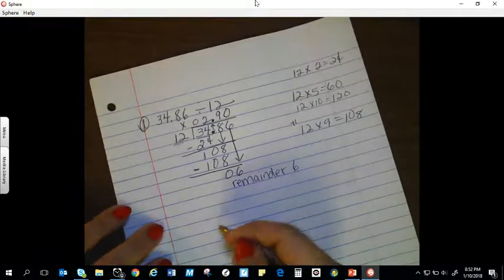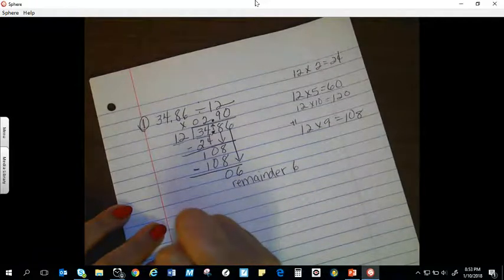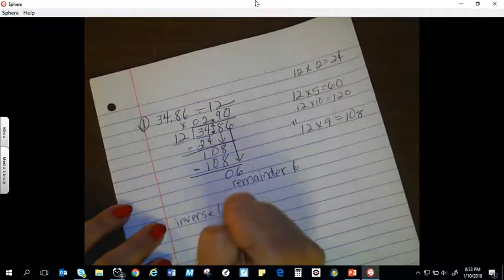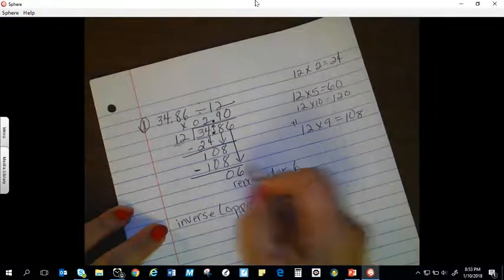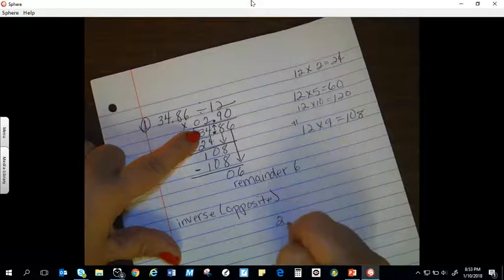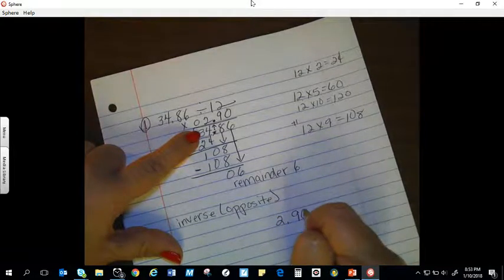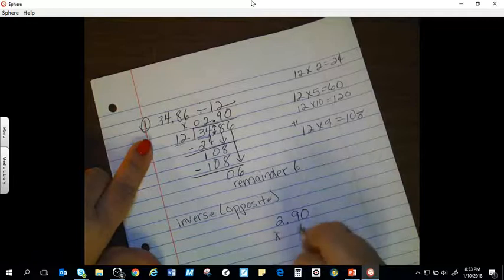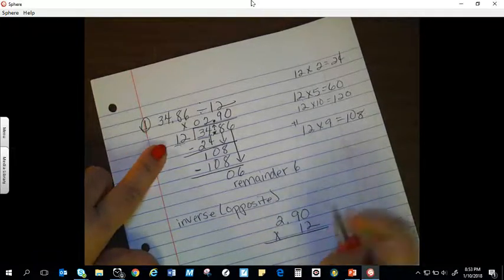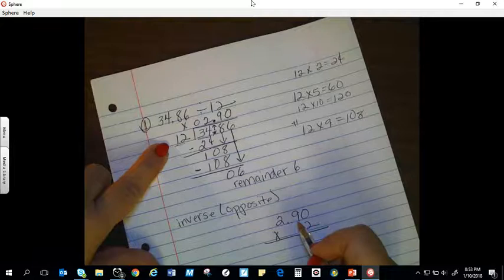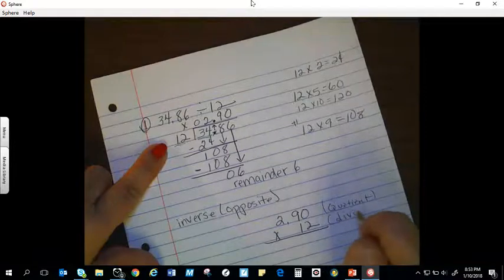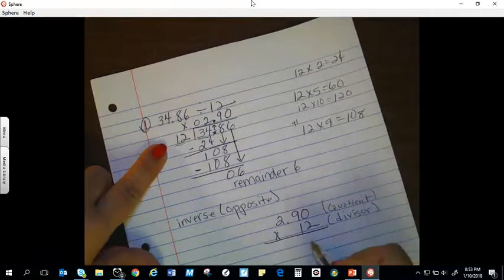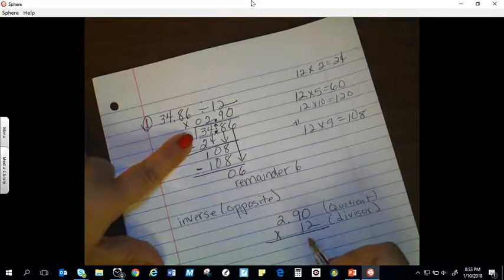Now remember to check your work. You're doing the inverse, and the inverse means the opposite. So the opposite of division is multiplication. And so now I'm going to multiply 2 and 9/10 or 9/100 times 12, because this was my quotient. This is my divisor, and I'll be looking for my dividend, which is my new product because I'm multiplying.